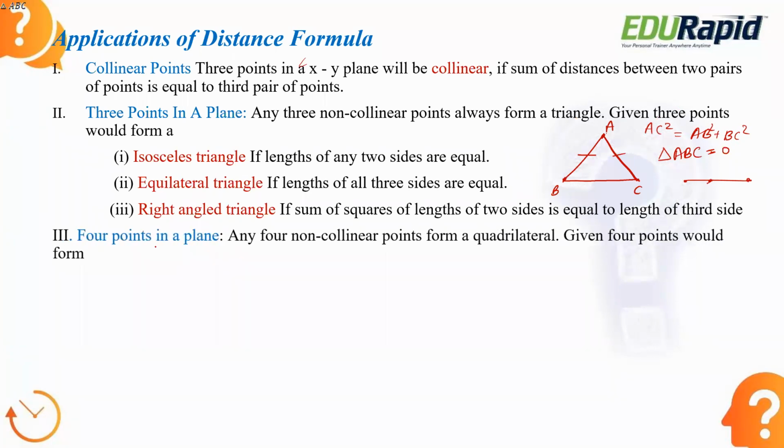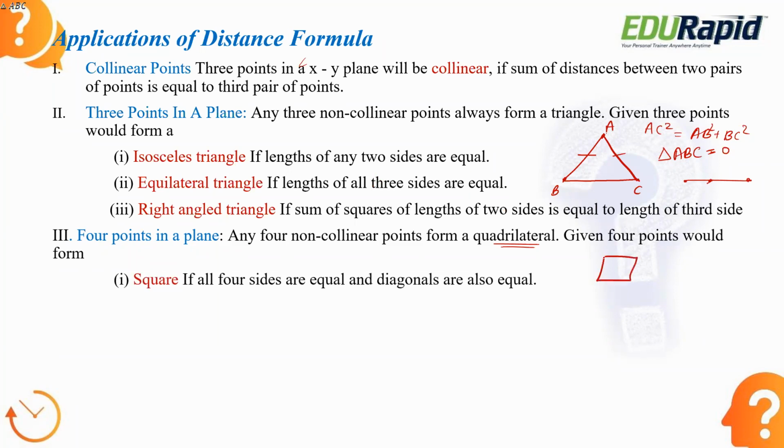Similarly, when we have 4 points in a plane, we call it a quadrilateral. You already know this. So what are the different types of quadrilateral? What's the condition for that? Let us see here. Square. For a square, all sides are equal. This is clear to everyone, right? But for a rhombus also, all 4 sides are equal. So what is the difference between the square and rhombus? For a square, the diagonals are also equal.